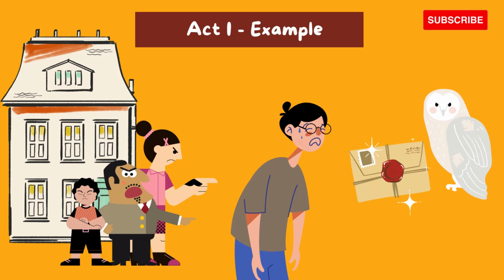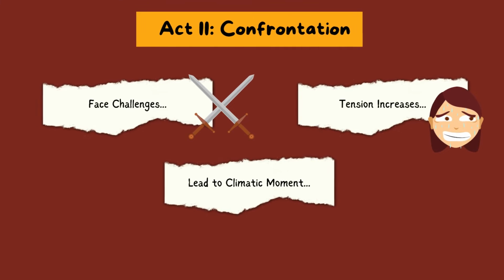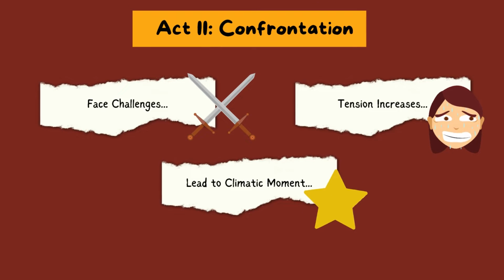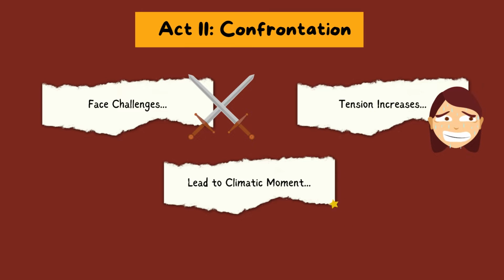The second act of the 3-act structure is the confrontation. This is where your characters face obstacles and challenges that prevent them from achieving their goals. The tension should increase throughout this act, leading to a climactic moment that propels the story forward.